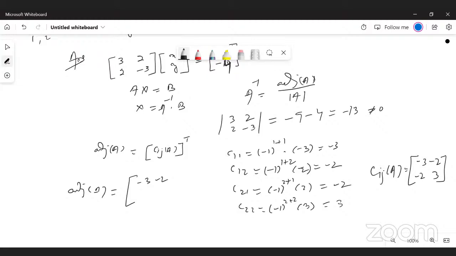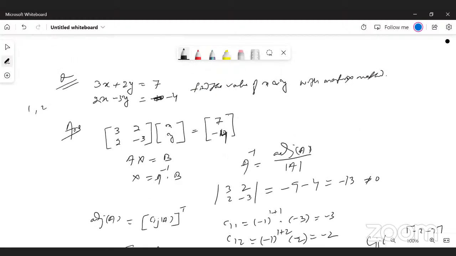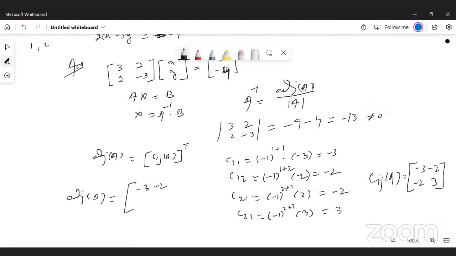Right. Got a minute. Wait. Is the question written correctly? Write the question: 3, 2, 2, minus 3. Yes, that's right. No problem. Then we calculate the determinant of 3, 2, 2, minus 3, and it becomes -9 minus 4. Okay, this is right. No problem.